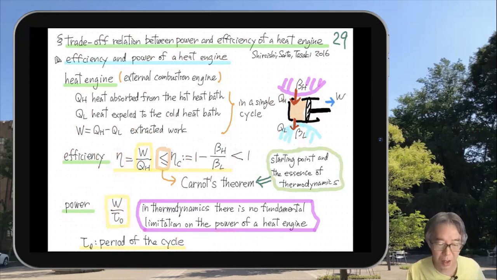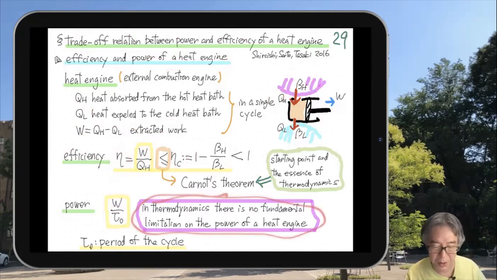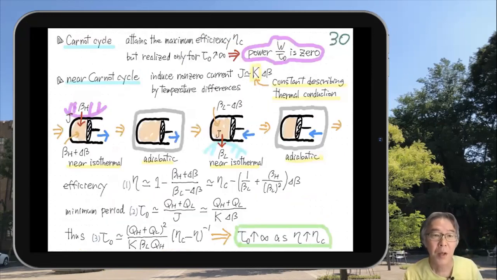So we want to have a heat engine with high efficiency and high power. And the question is, is there any limitation for this power? Okay, so let's look at examples. One obvious canonical example of a heat engine is the Carnot cycle. I won't explain the Carnot cycle to you, but I think all of you know that the Carnot cycle attains the maximum efficiency eta C.